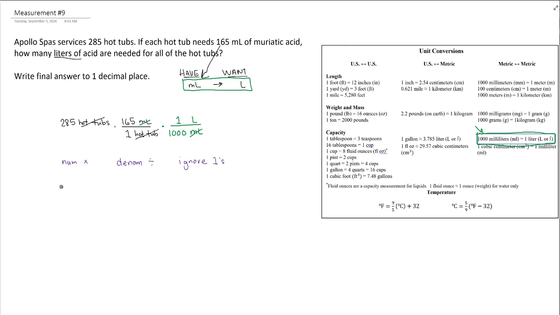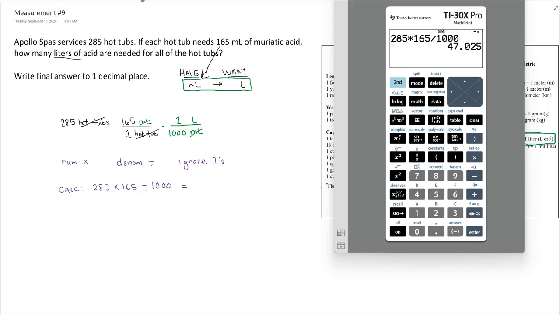So what I would suggest in my calculator is to enter 285 times by 165, ignoring the 1 hot tub, ignoring the 1 liter, and dividing by 1,000. This will avoid having to use the fraction button in my calculator and should get my answer a little bit quicker. Typing that all into my calculator, I end up with 47.025. And since all of the units canceled except for liters, I have liters.